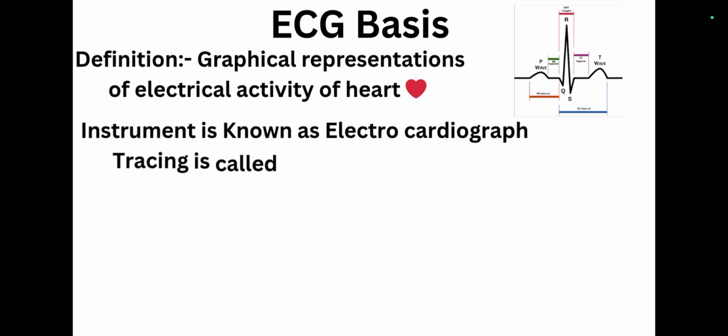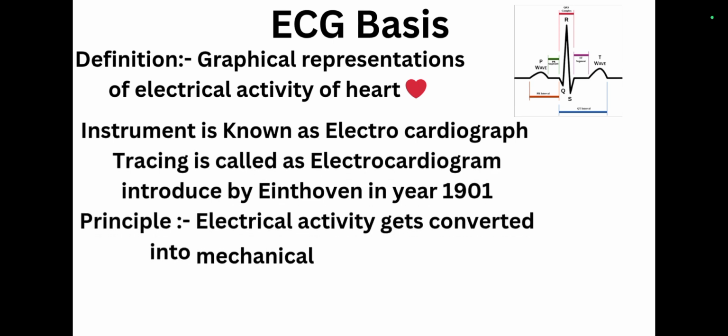Today we are going to see the ECG basics. First, the definition. The ECG is the graphical representation of the electrical activity of the heart. As we know, our heart works as an electrical system in the body and works by the transmission of impulses. The instrument used for this is known as the electrocardiograph and the tracing is known as the electrocardiogram.